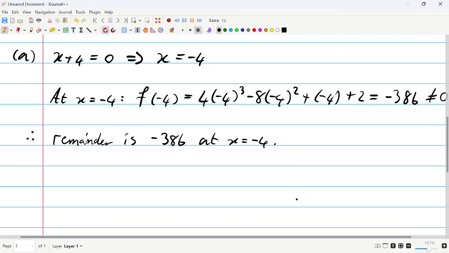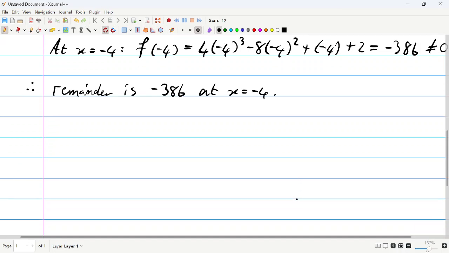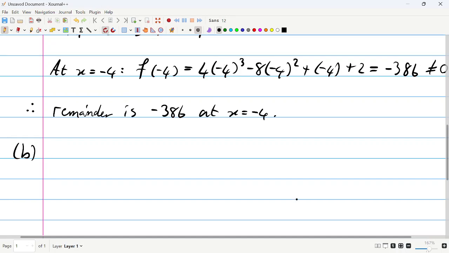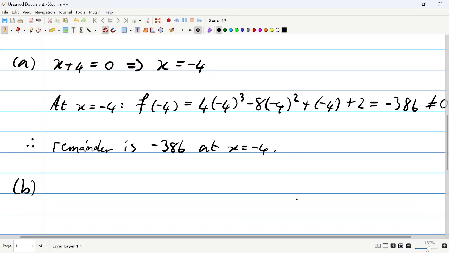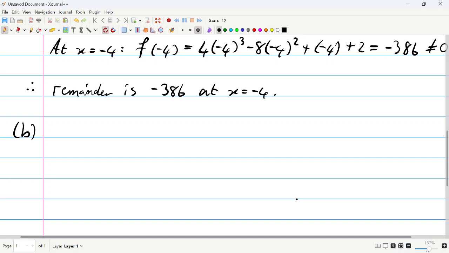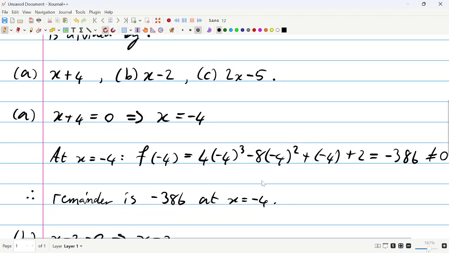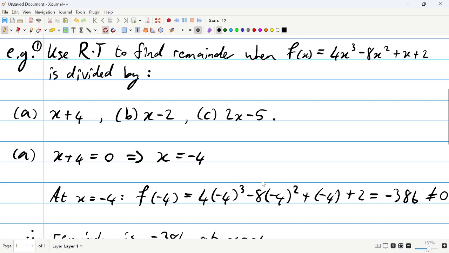Let's do number b. See, that was all you had to do, by the way. So it's not that crazy. For number b, what you need to do is basically the same thing. What do we have? x minus 2. So you just let x minus 2 be equal to 0, right? So x minus 2 equals 0. This tells us that x is going to be equal to positive 2. So therefore, we need to note that x equals 2 is actually the root of that function.